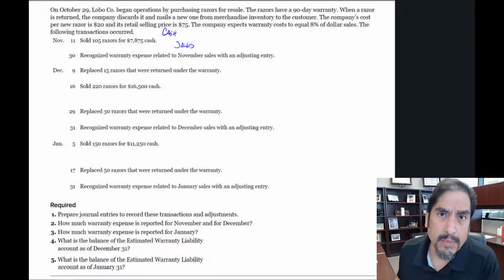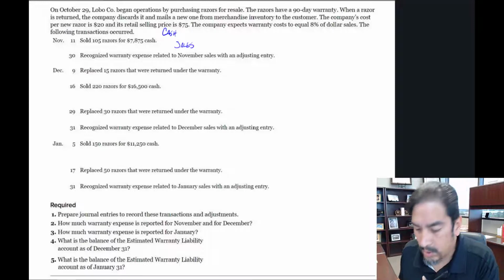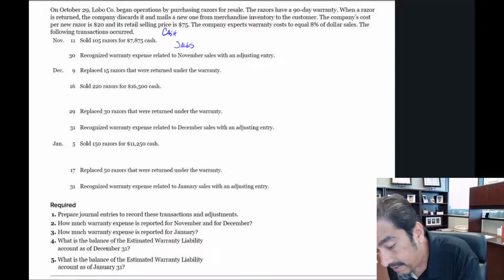So cash is an asset account, we're increasing it, that's why it's a debit. Sales is a revenue account, we're increasing it, that's why it's a credit. And the amount was $78.75.